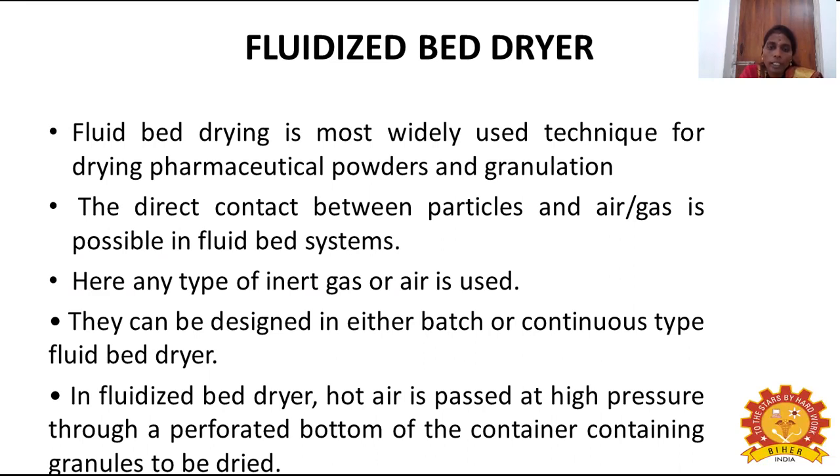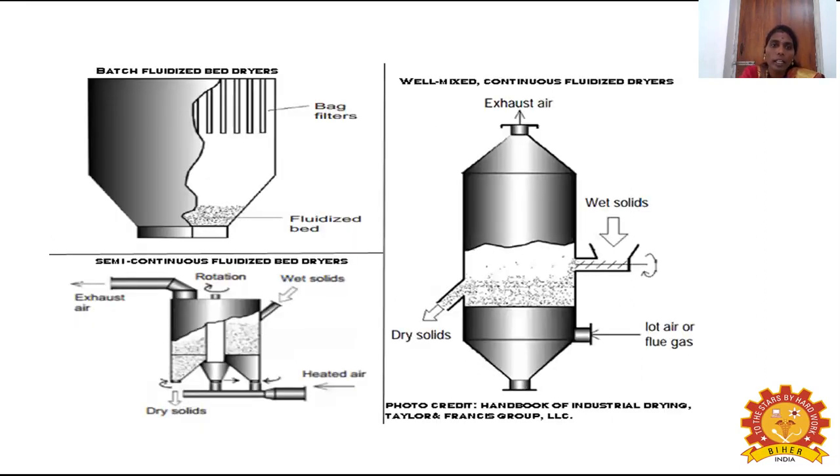Under the bottom of the container, we can see the perforation. Perforation means small holes. So in the fluidized bed dryer, the hot air is passed at high pressure through a perforated bottom of the container containing granules to be dried. This is the batch fluidized bed dryer. Here you can see the granules. This is the filter. After drying, we can collect these powders.